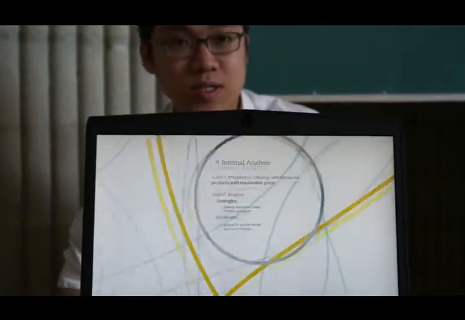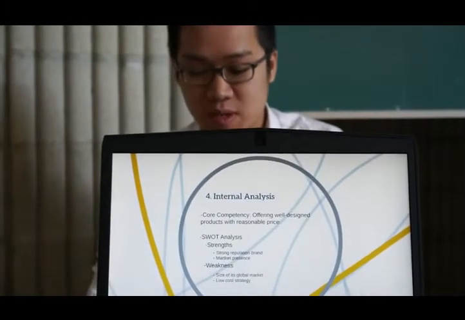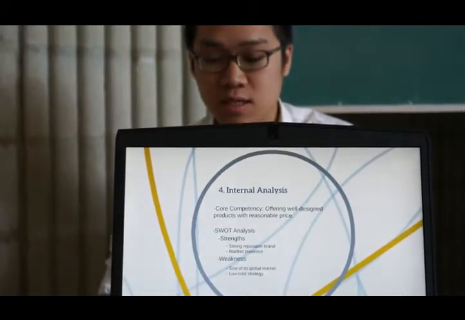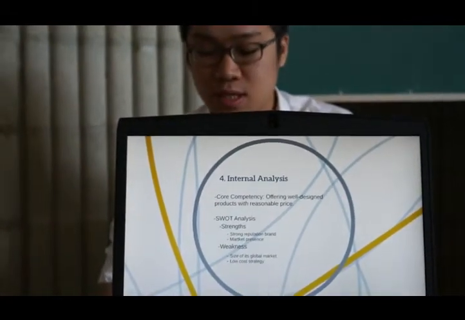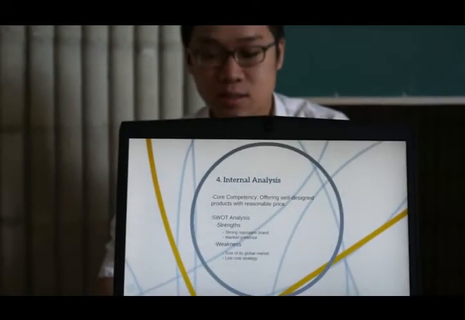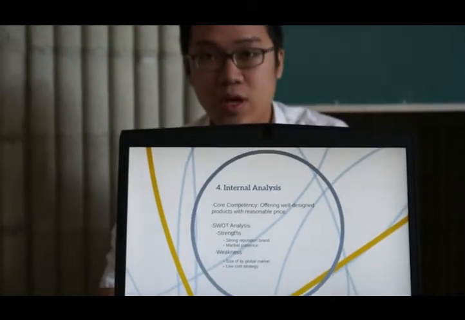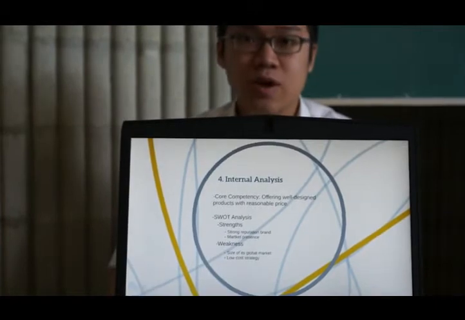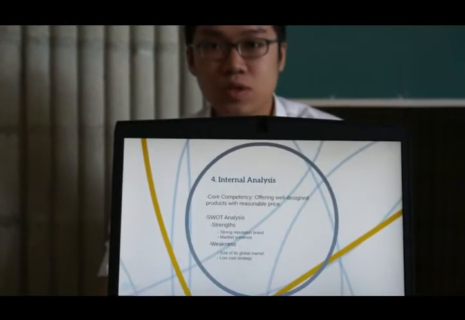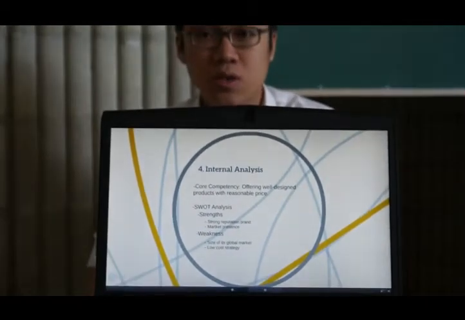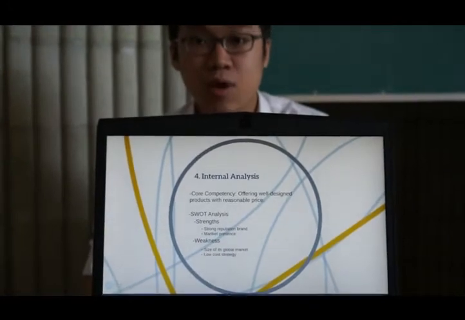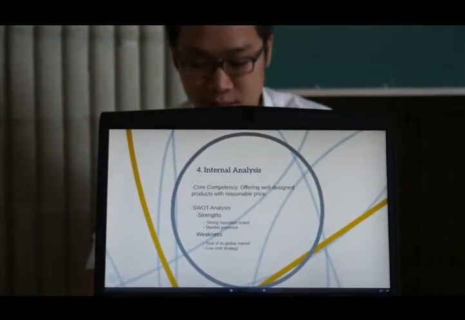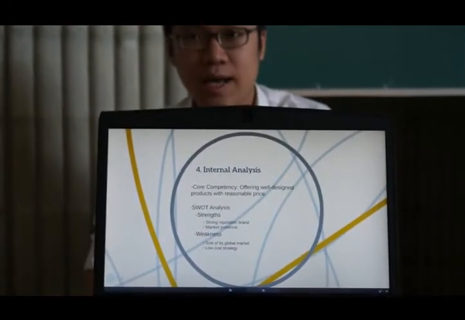I want to talk about the internal analysis of IKEA. There are 2 things in internal analysis. The first one is core competency and the second one is SWOT analysis. I want to talk about the first one, core competency. The core competency of IKEA is offering well-designed products with a reasonable price. In other words, customers can get high quality products with a low price. And now let's move on to the SWOT analysis.